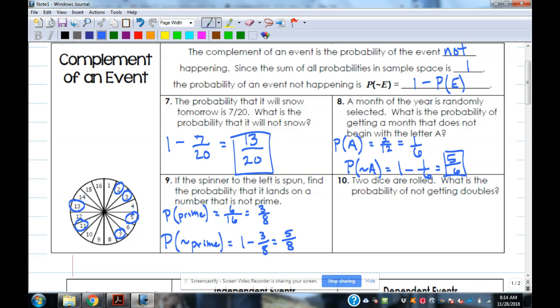I'm just doing that in my head there. I guess I should write it out. All right. Number 10 says 2 dice are rolled. What's the probability of not getting doubles?